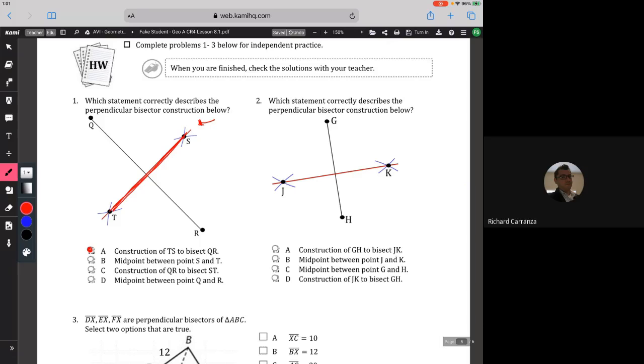So knowing that, what do you think number 2 is? What are they constructing there? Remember, the red one is the one being constructed. So look, A says construction of GH. No, GH is the black one, that's given. GH is this one. So we're not constructing that one, we're constructing JK. Midpoint between point J and point K? Nope. We're constructing JK to bisect GH.